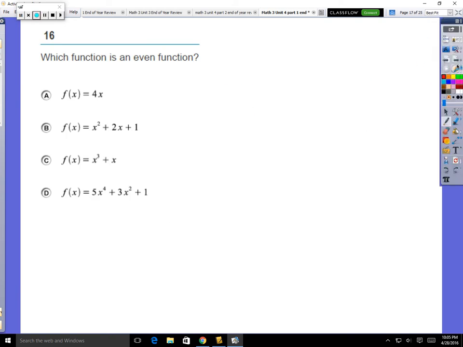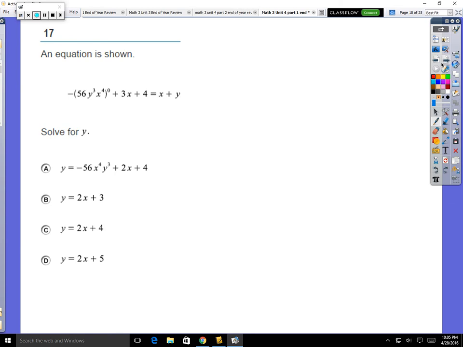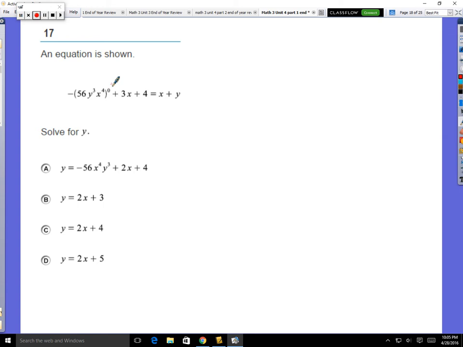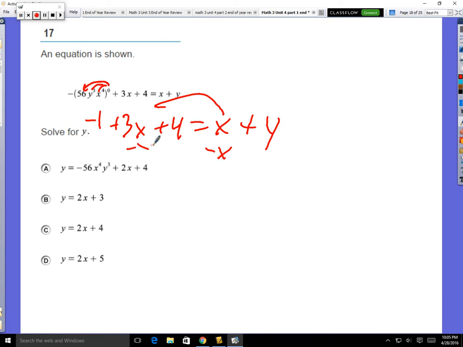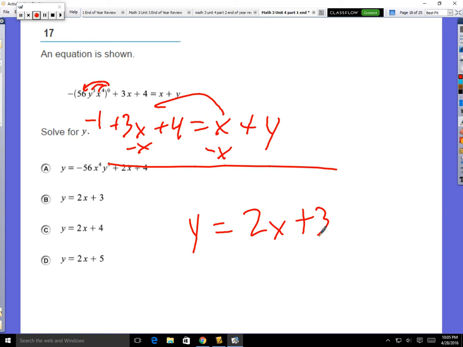Okay, even function, skip it, don't worry about it. 17, okay, this one's not bad. Solve for y. 0 to anything is 1. So that's a 1, that's a 1, that's a 1. So you really got -1 plus 3x plus 4 equals x plus y. Oh, solve for y, just ditch the x. Minus x, minus x. So you have y equals 3x minus x is 2x, minus 1 and 4 is 3.